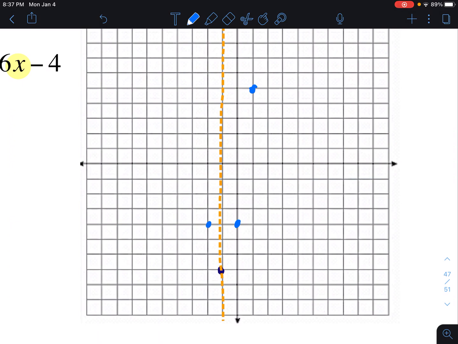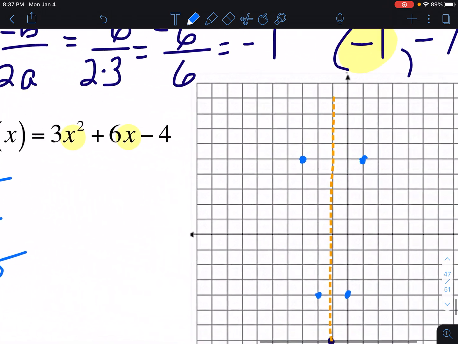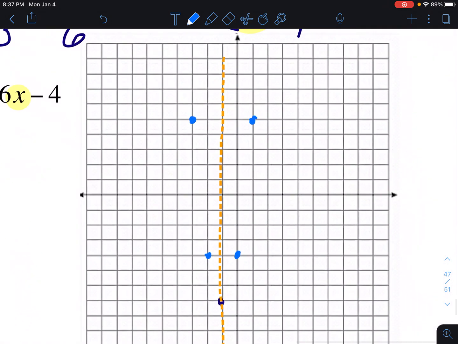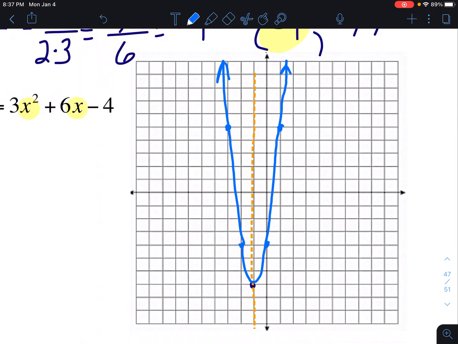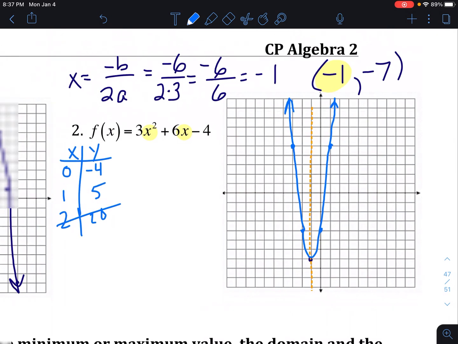And then plot points on the other side of the axis of symmetry. And, yep, that is an equal sign, so it's not an inequality, so no shading here. Always double check to make sure it's an equal sign. If it's a less than or greater than, then it would be some shading. All right, number 2 is done.